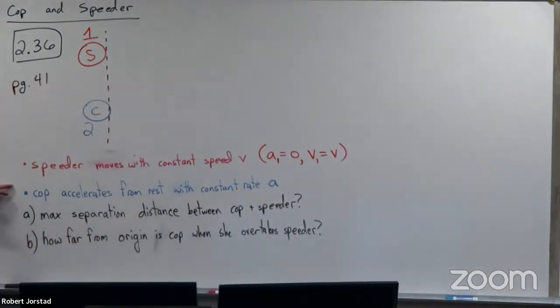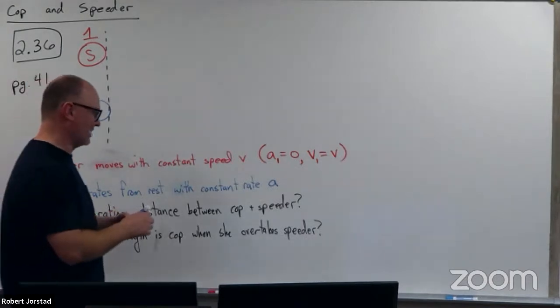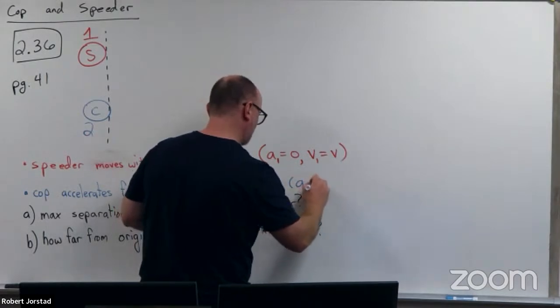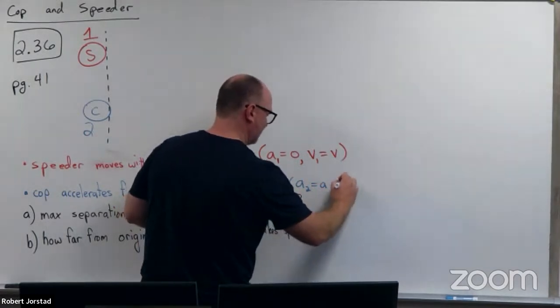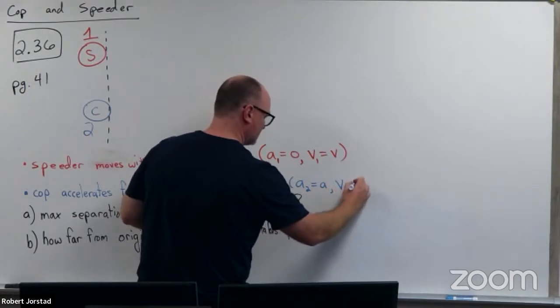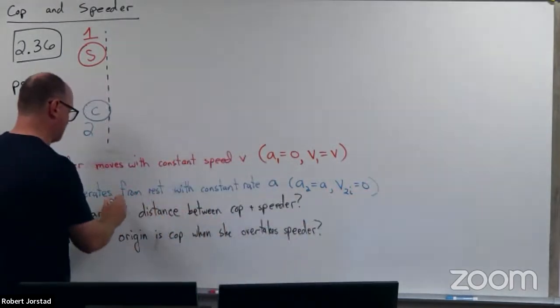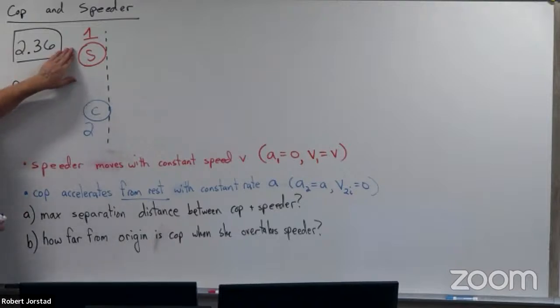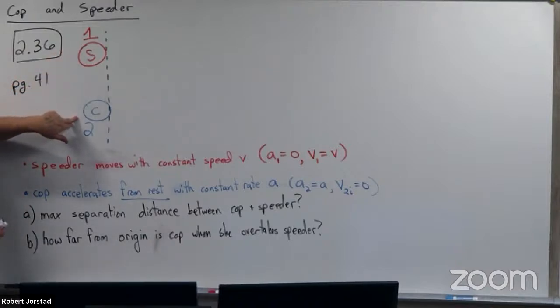Now, the cop is going to accelerate from rest. So that's going to be a changing velocity, but I could say that A2 is equal to A, and V2 initial is 0. It's accelerating from rest, so that tells me the initial velocity is 0. It's a two-part problem, basically a two-stage problem, but one stage is the speeder only, and the second stage is the cop only.